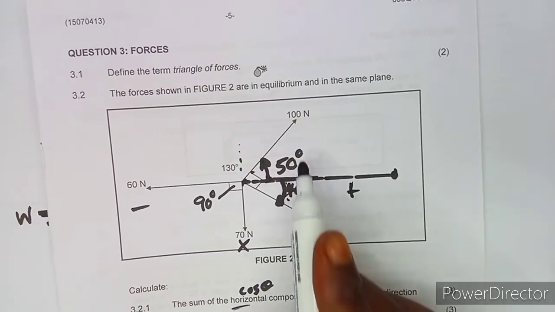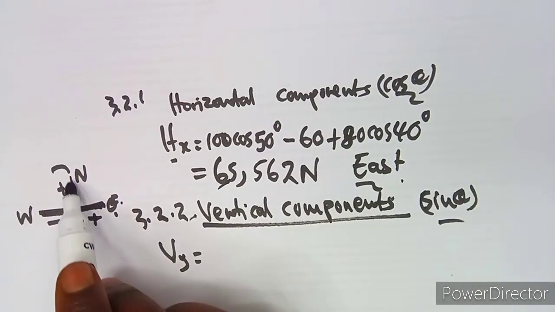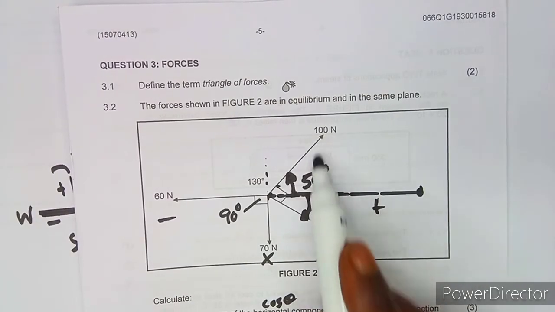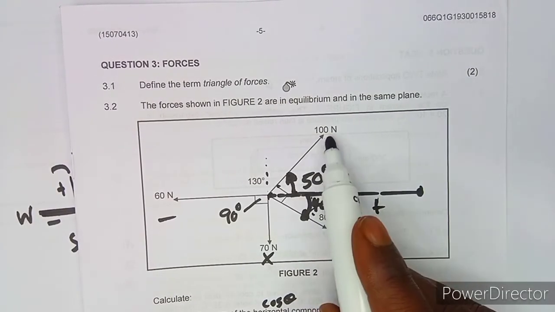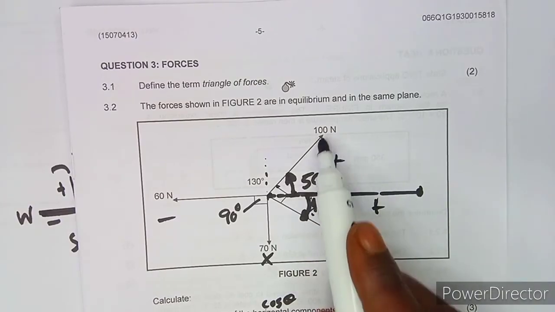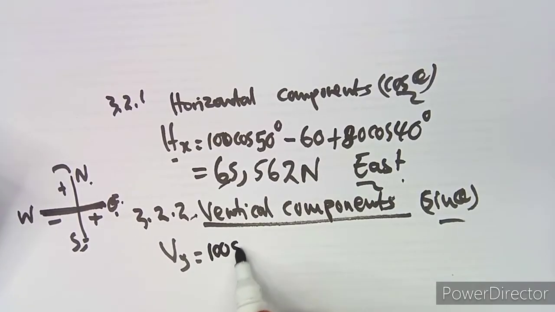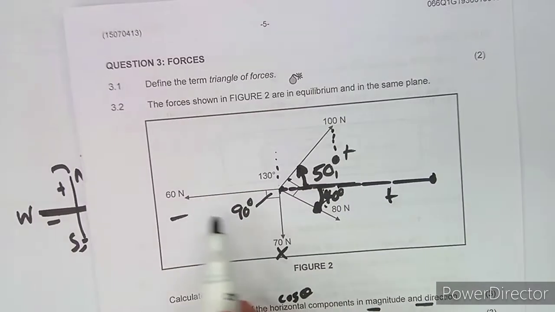So we have this in the first quadrant. Remember, that's how a vertical line is supposed to be, like this. So in the first quadrant, the vertical line that is going to be there is a positive one here. If you're going to have a vertical line like this, it's going to be positive. So it's 100 sine 50 as a positive, 100 sine 50 degrees.